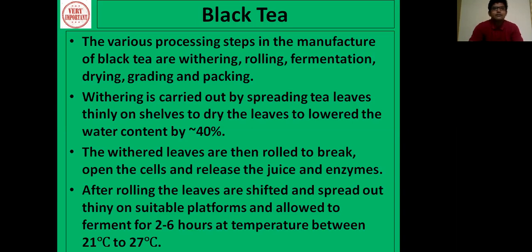So after withering and rolling, when the enzymes come out, the leaves are allowed to undergo fermentation due to these enzymes, and it is kept for 2 to 6 hours at a temperature of 21 to 27 degrees.